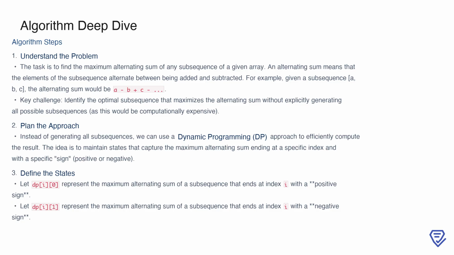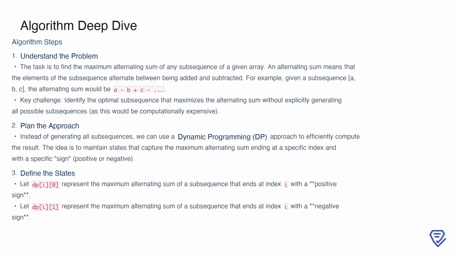To solve the problem of finding the maximum alternating sum of a subsequence, we first need to understand what an alternating sum is. In this context, the elements of the subsequence alternate between being added and subtracted. For example, if the subsequence is a, b, c, the alternating sum would be calculated as a - b + c.